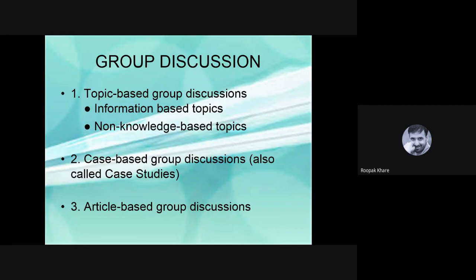Case-based group discussions happen where a certain case study is given to people, and then they are asked to analyze and give their own opinions and solutions about that case. Article-based group discussions, right? Certain particular thing or issue, and then based on it, discussions happen. And when I say article based, it could even be about a certain newspaper article or journal that you are shared with, and you need to discuss that article maybe.